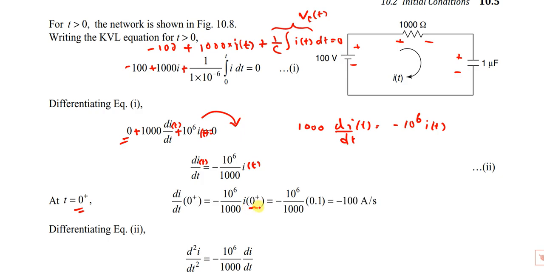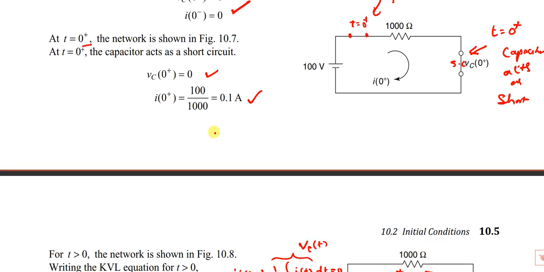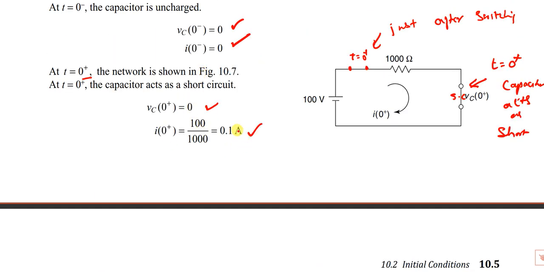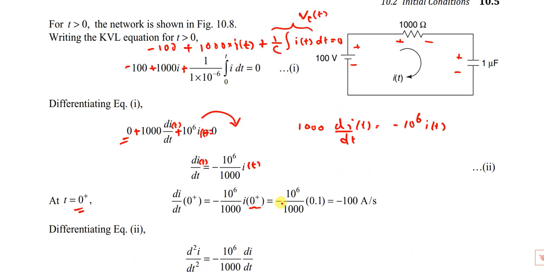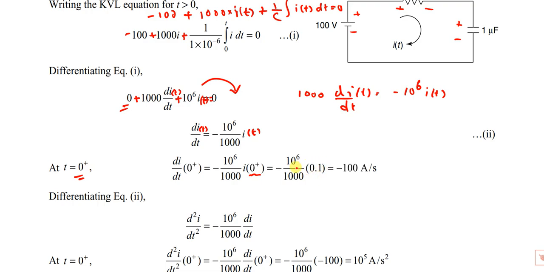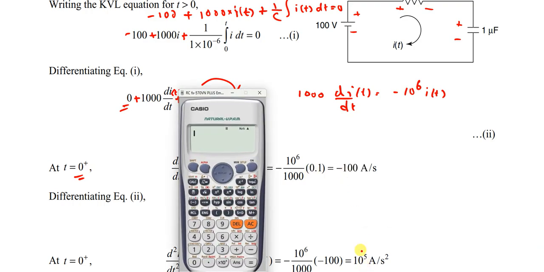Now I have to substitute I of 0 plus from the previous answer. What is the previous answer? I of 0 plus is 0.1, that is V by R. You substitute 0.1 here. So 10 power 6 by 1000 into 0.1. Calculate using the calculator, you will get the answer. Then you write 10 power 6.